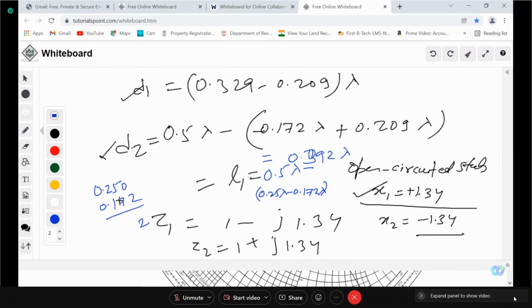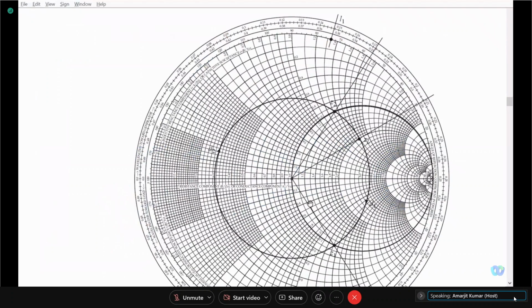So basically it will be 0.422 lambda. We have taken 0.25 lambda here, that is okay, no problem. 0.172 we have taken. So this is equal to 0.172, or 0.171 also we can take. But that should not change a lot.